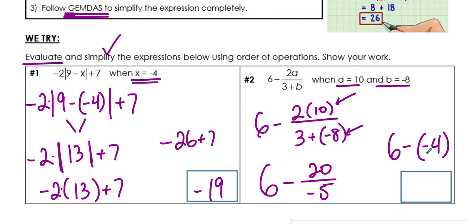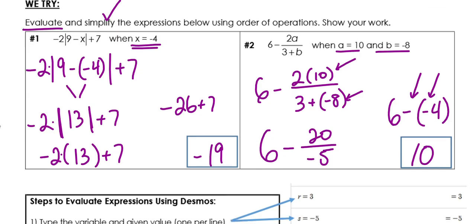I'm writing parentheses there not to show multiplication, but just to distinguish between these two symbols. I don't want to write those two right next to each other, so I just want to put that in parentheses just to show that it's separate. Now I can evaluate that last part. 6 minus -4 is 10.